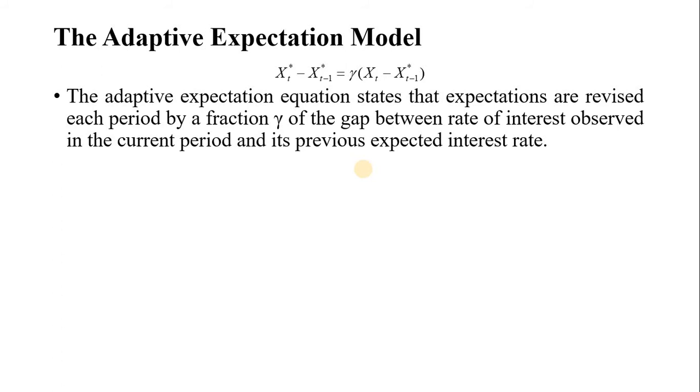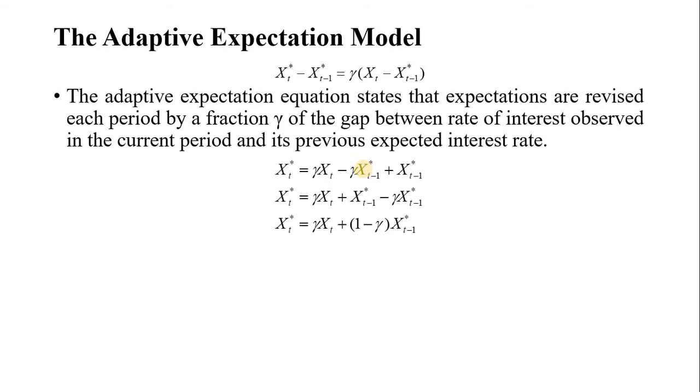So we will revise our expectation about this future economic variable based on the actual value and its previous expected value. Okay, so this is the main equation. This is what is called the adaptive expectation hypothesis, or adaptive expectation equation. Now what will happen? You just multiply this gamma into xt and gamma into xt minus 1.